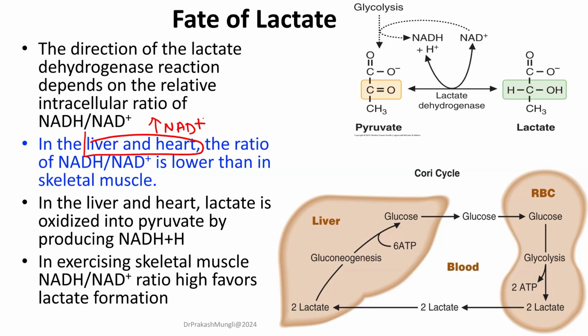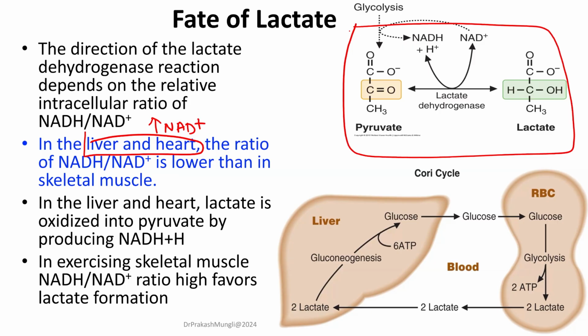And that's why they are able to use lactate using the same enzyme, lactate dehydrogenase. I will tell you how. First thing, you remember that fact: liver and heart simply have higher NAD compared to NADH. Okay. Now, let's look at this reaction again. This lactate dehydrogenase is catalyzing a bidirectional reaction, both directions. That means you can use lactate dehydrogenase to go from left to right or right to left.